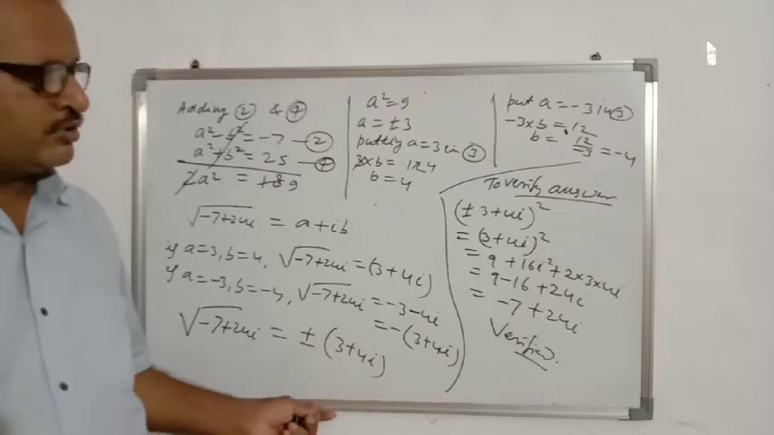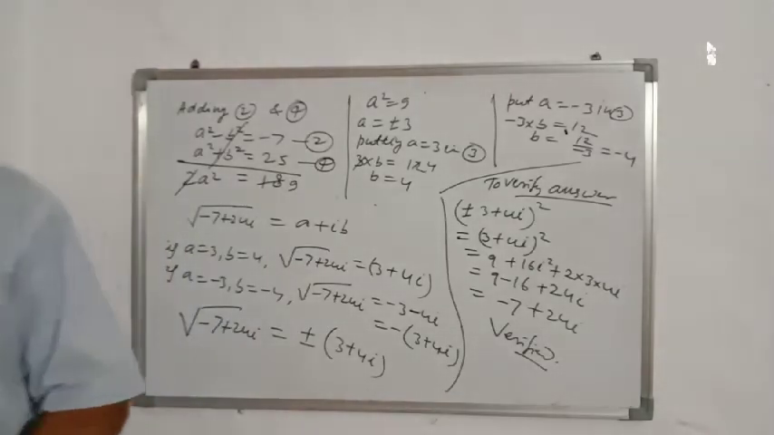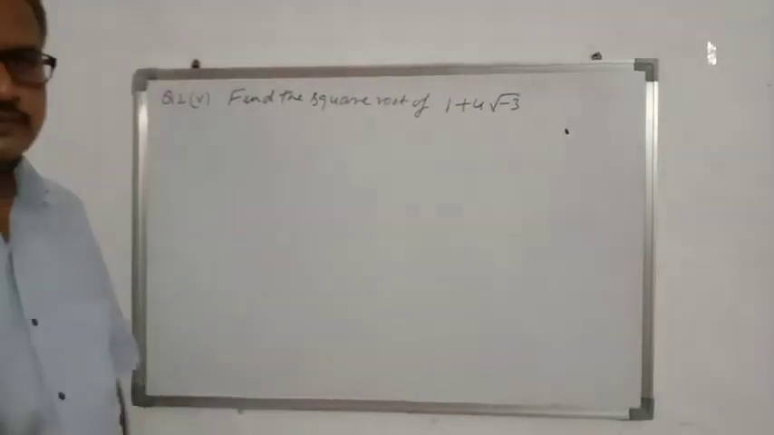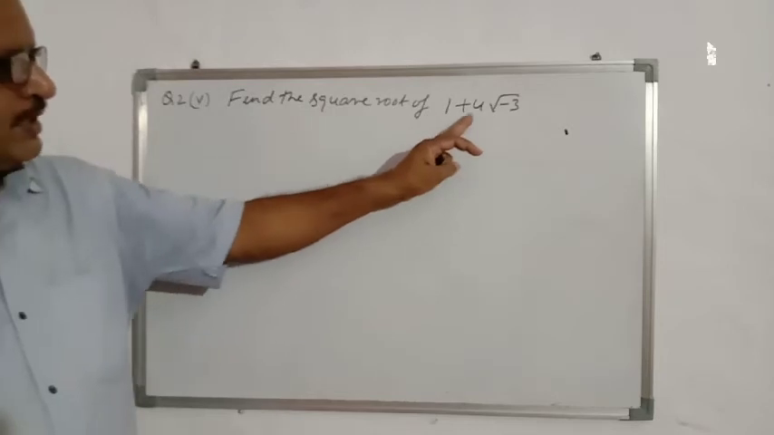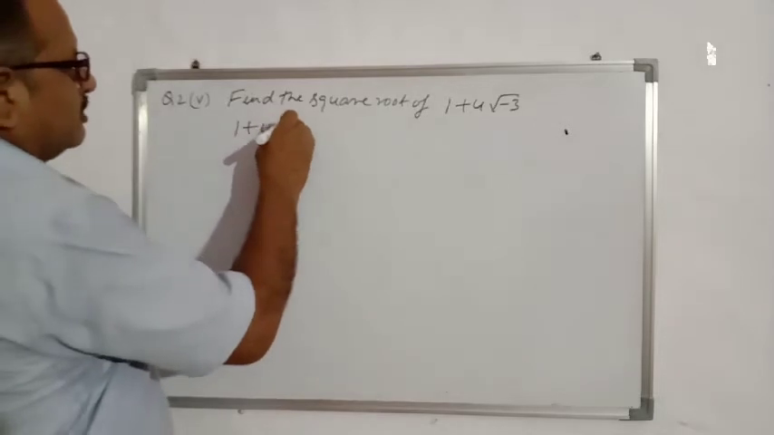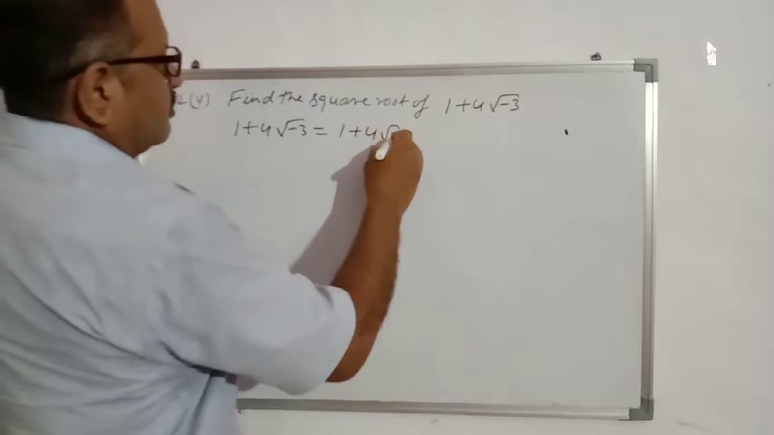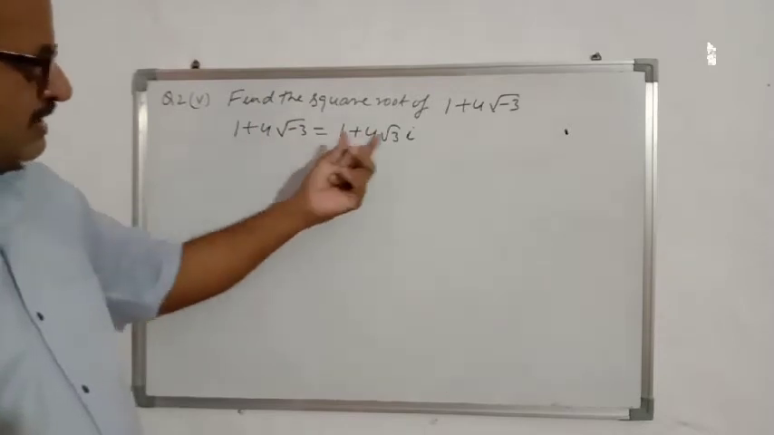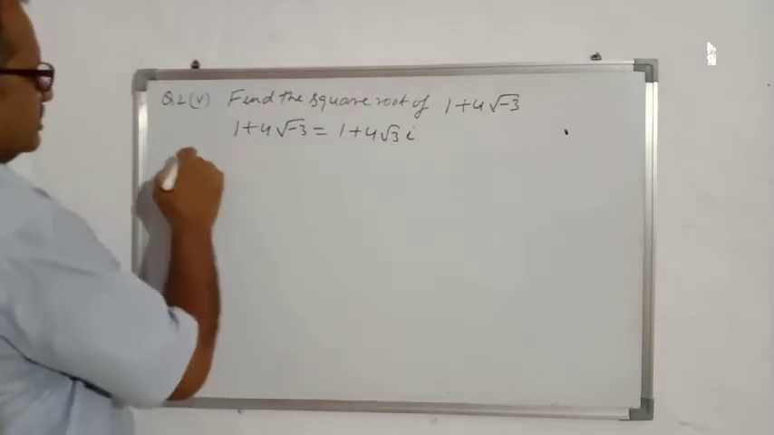Now I am taking one more part from the second question. See question number 2, fifth part. Find the square root of 1 plus 4 root minus 3. It can be written as 1 plus 4 root 3 i, where i is equal to root minus 1. So in terms of i, we have to find the square root of 1 plus 4 root 3 i.